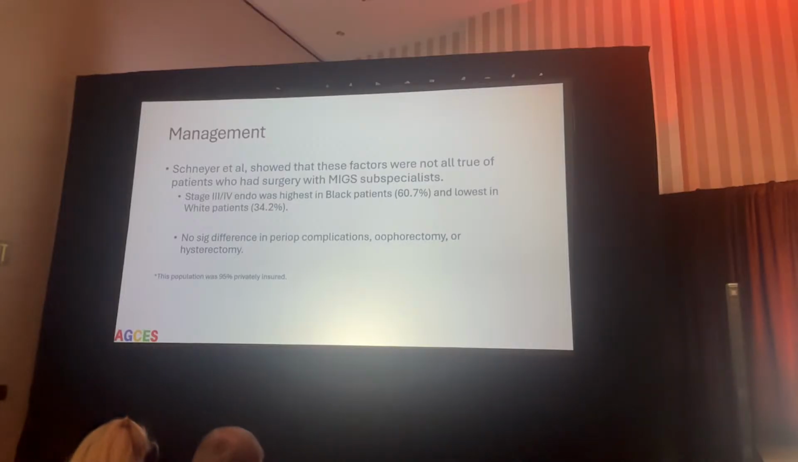Because if you have somebody who has an endometriotic lesion and they're Black, they're not going in early, they're not going in until their symptoms have progressed to the point where they have stage 3 or 4 disease. So that kind of makes sense. They also found that there was no significant difference in perioperative complications in oophorectomy or in hysterectomy. I think it's important to note that the population for this study was about 95% privately insured, and a little bit we'll hear about how that contributes to disparities in healthcare.